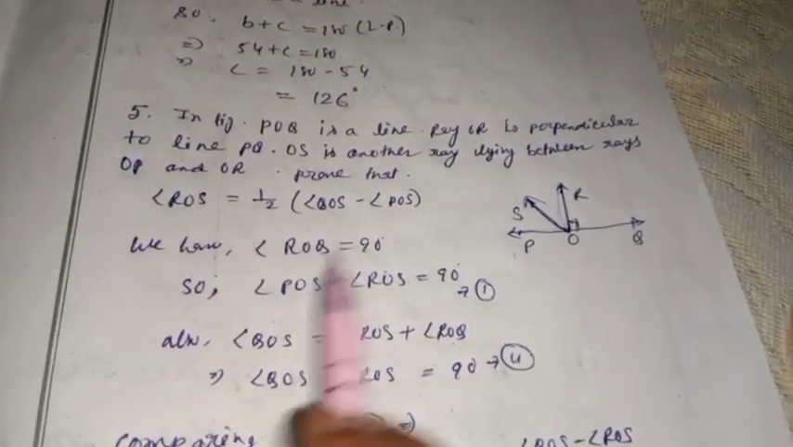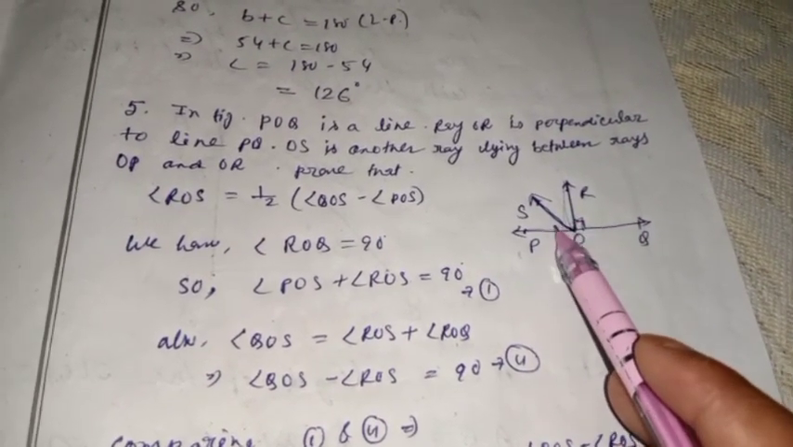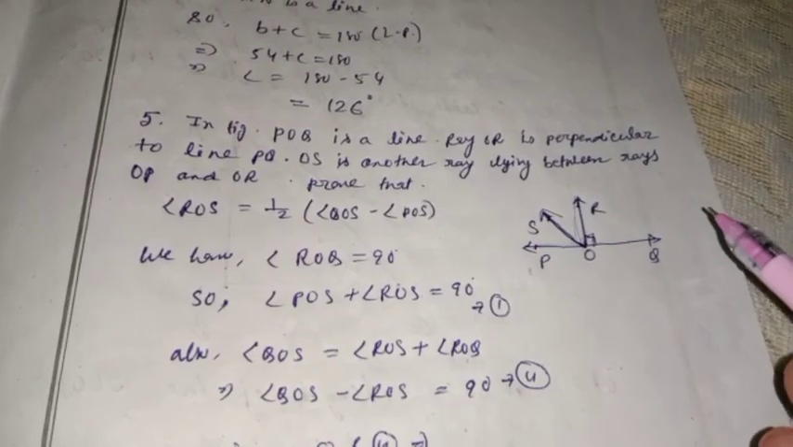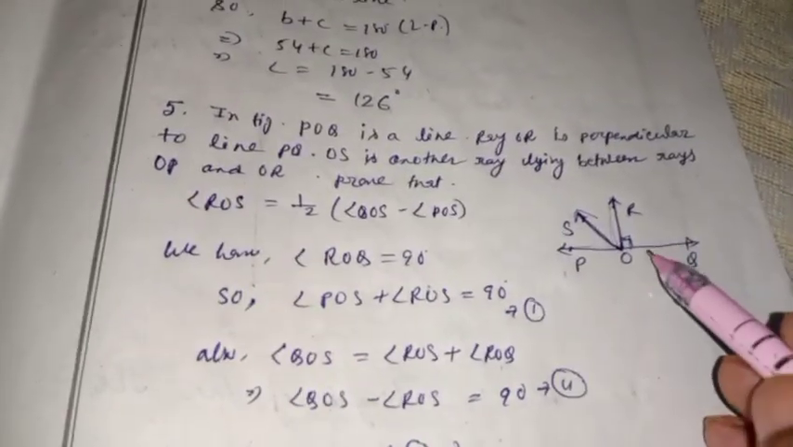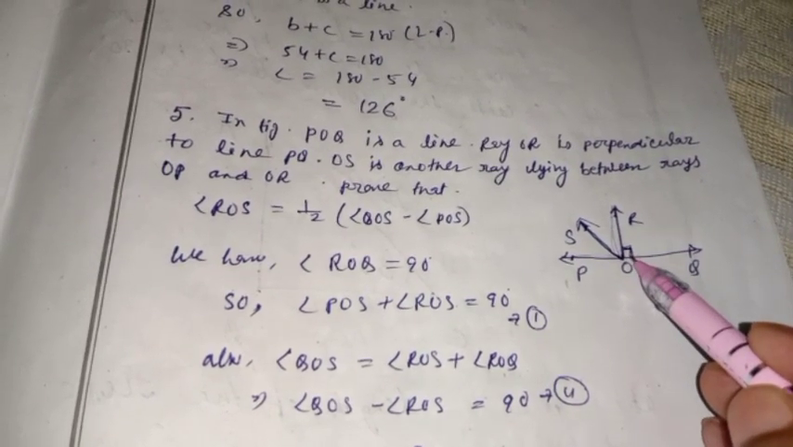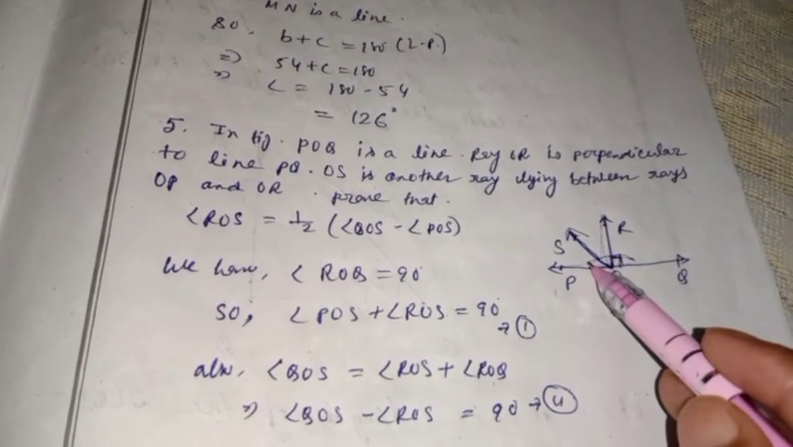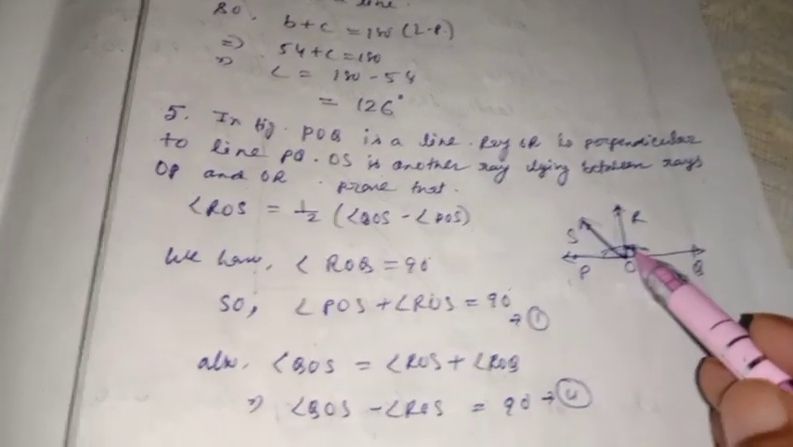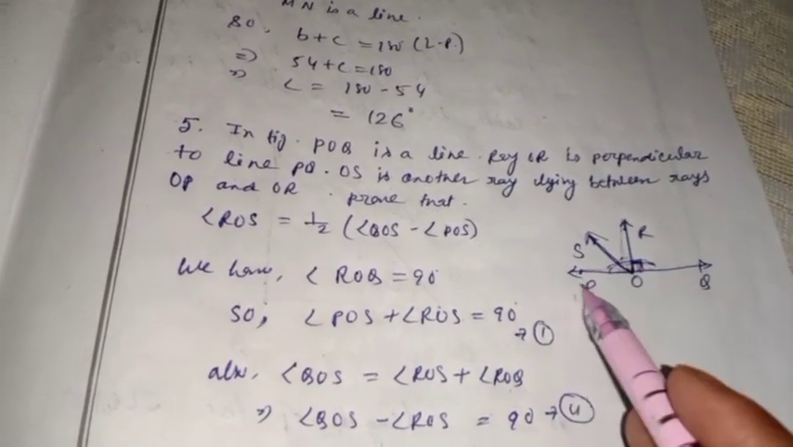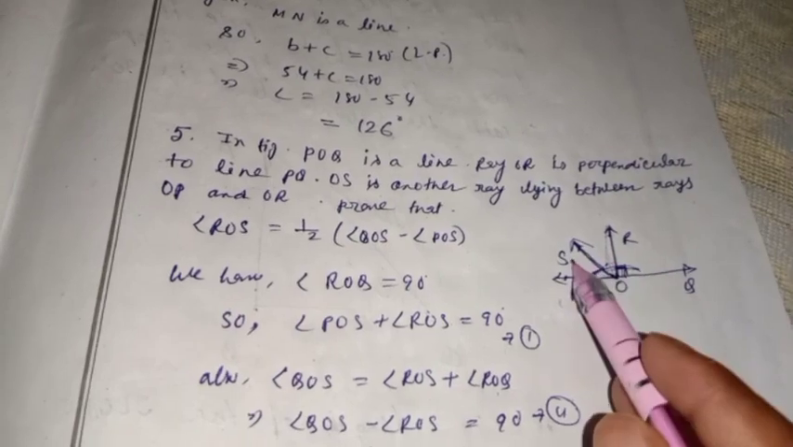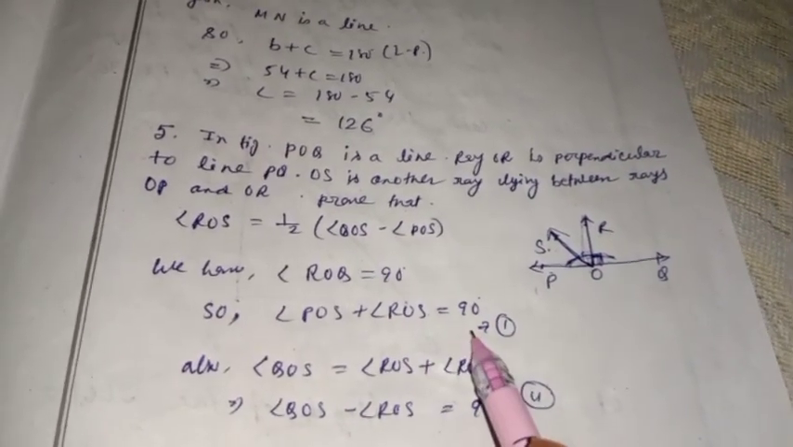So we have angle ROQ 90. If ROQ is equal to 90, then I'm not going to write again and again that this is a linear pair or straight angle. You have to understand this directly, and in the exam also you need to write this way. Understood? So here ROQ is 90, then obviously, if POQ is a line, what is the sum of these three angles? 180. If ROQ is 90, that means the sum of these two angles is 90. What is the name of this angle? POS. And what is the name of this angle? ROS. Means POS plus ROS is 90.